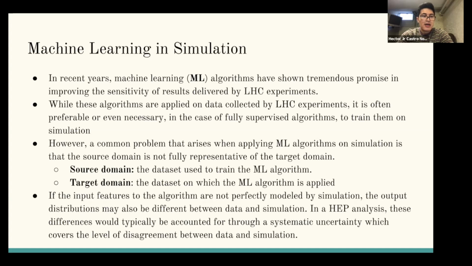The source domain is a dataset used to train the machine learning algorithm, while the target domain is a dataset on which the machine learning algorithm is applied. If the input features to the algorithm do not perfectly model the simulation, the output distributions may also be different between data and simulation. In a high-energy physics analysis, these differences would typically be accounted for through a systematic uncertainty, which covers a level of disagreement between data and simulation.